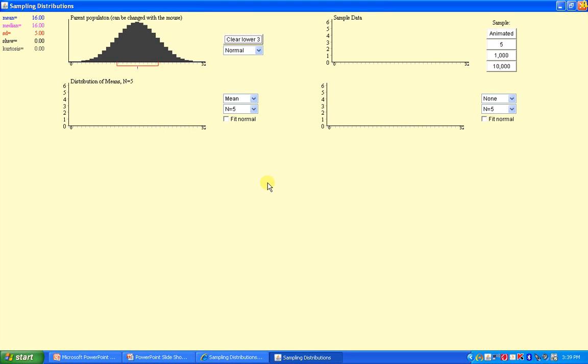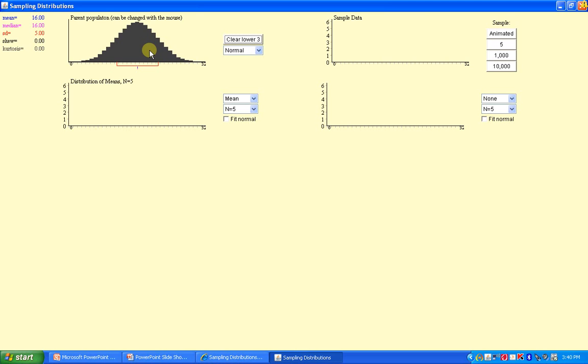So suppose we had this population here. It's normally distributed. The mean is 16. Notice it goes from 0 to 32. And the standard deviation is 5, which means the typical difference from the mean is 5. This is 5 here, 5 here. This represents one standard deviation, the middle 68% since it's normally distributed.